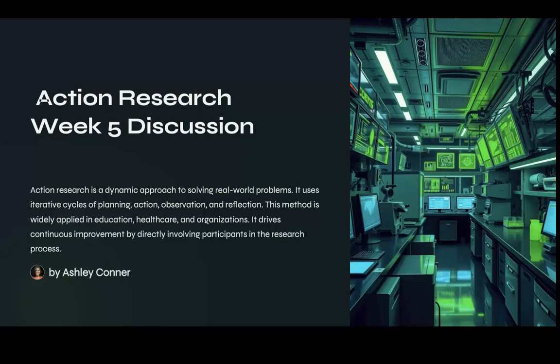Week 5 discussion is in relation to the action research study. An action research study is the research approach focused on solving real world problems through the cycle of planning, action, observation, and reflection. It is often used in education, healthcare, and organizational settings to drive continuous improvement by involving participants directly in the research process.